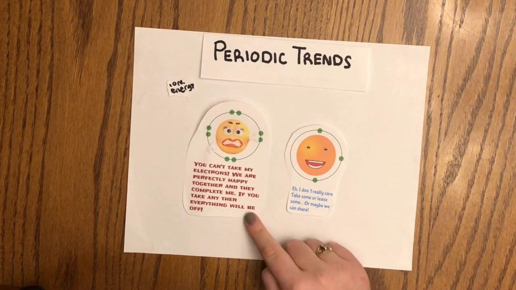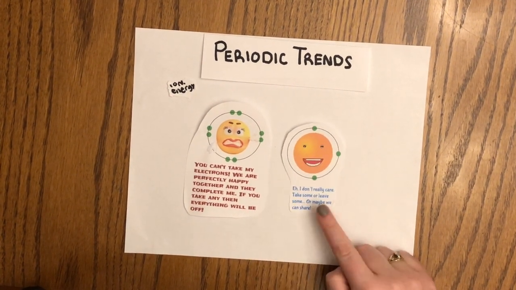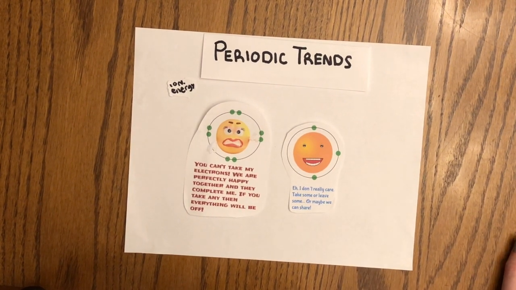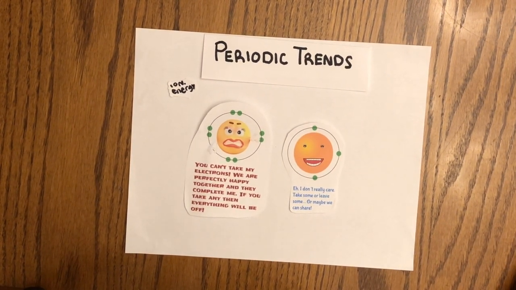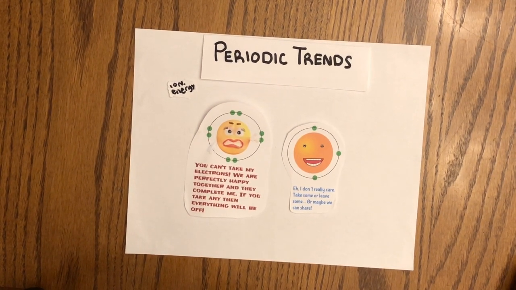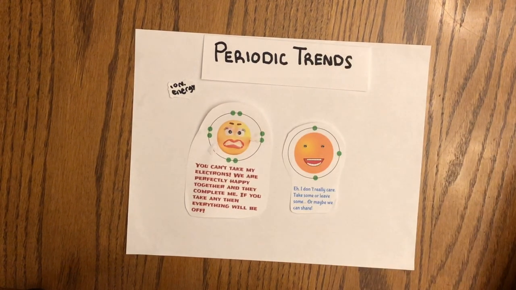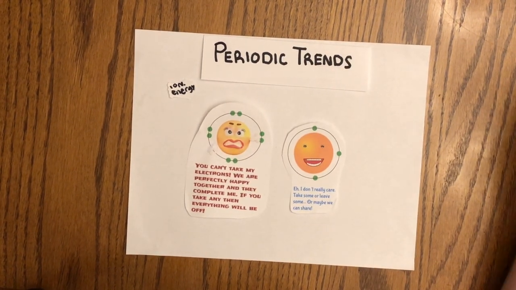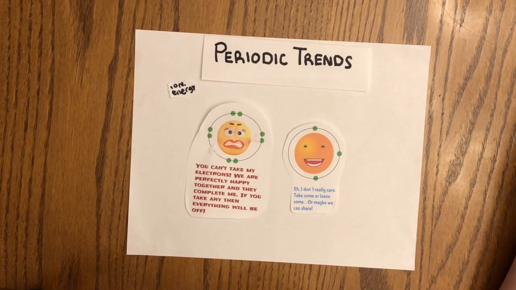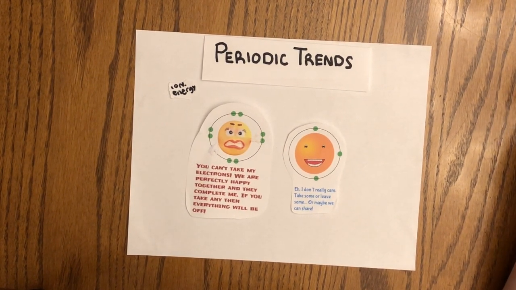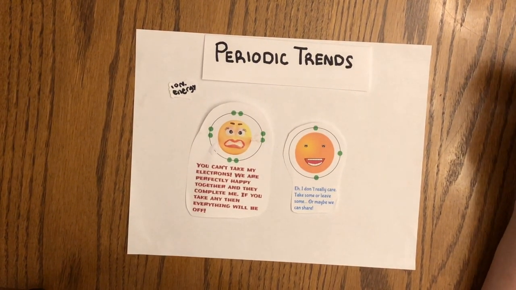Here we have Jessica and Larry. Jessica says, "You can't take my electrons. We are perfectly happy together and they complete me. If you take any, then everything will be off." She says this because she has a full octet, which means she wants to hold on to all of her electrons. This also means that she has very low ionization energy.